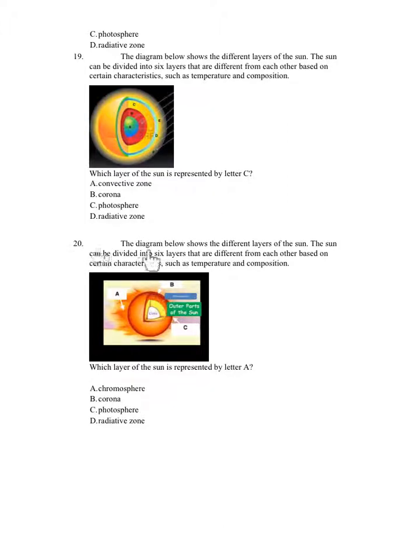Number 20. The diagram below shows the different layers of the Sun. The Sun can be divided into 6 layers that are different from each other based on certain characteristics such as temperature and composition. Which layer of the Sun is represented by the letter A? A. Chromosphere. B. Corona. C. Photosphere. D. Radiative zone.